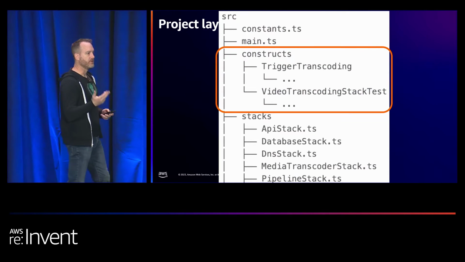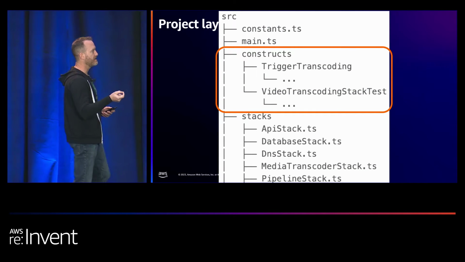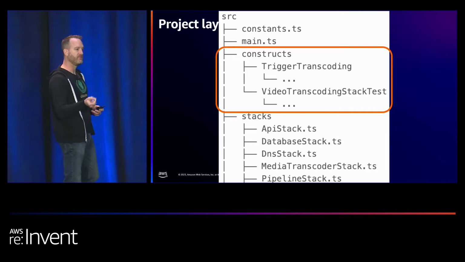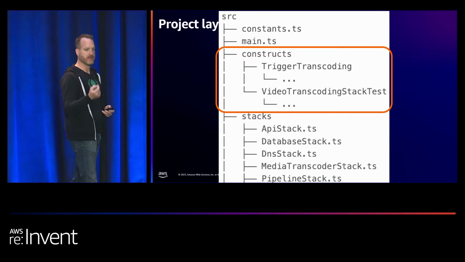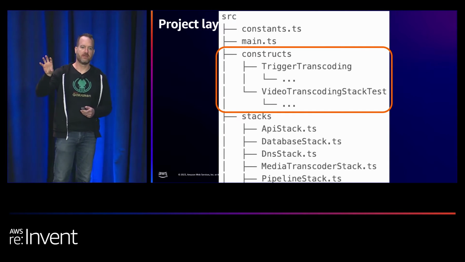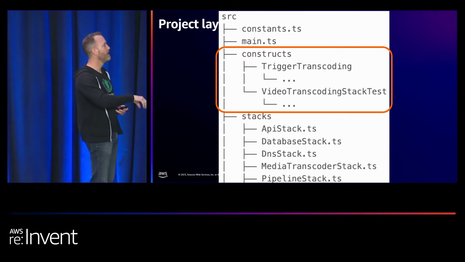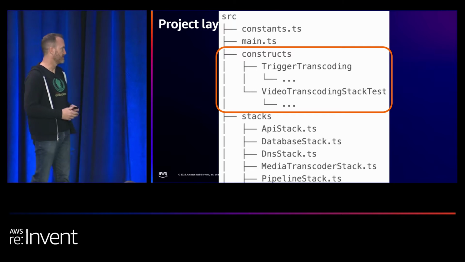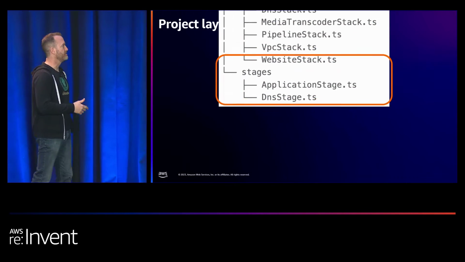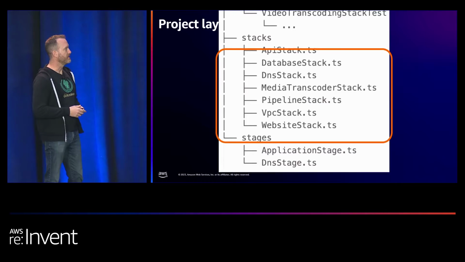All of my constructs go into a constructs directory. If I've got a construct that is multiple files, this is very often things like Lambda functions where you have the function in a file and the CDK code, and then you have the handler for that function in a separate file. I'll put those in their own directory for good organization. Stages go into a stages directory, and then finally stacks go into a stacks directory.